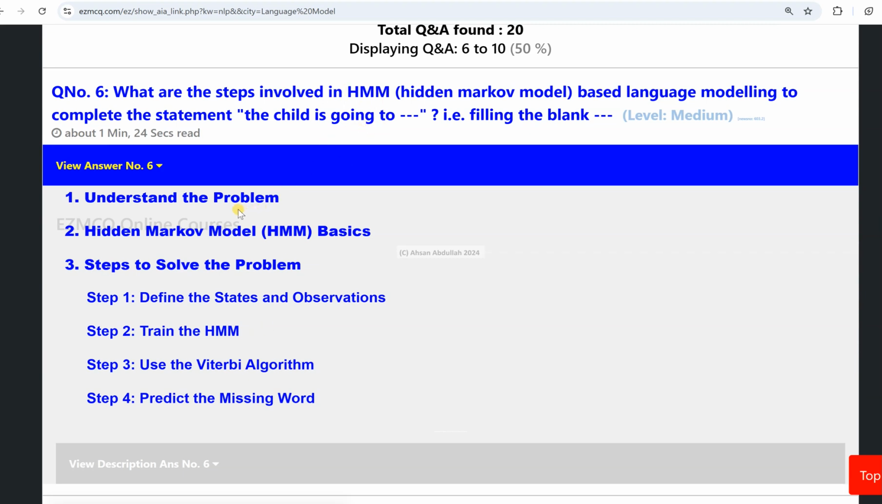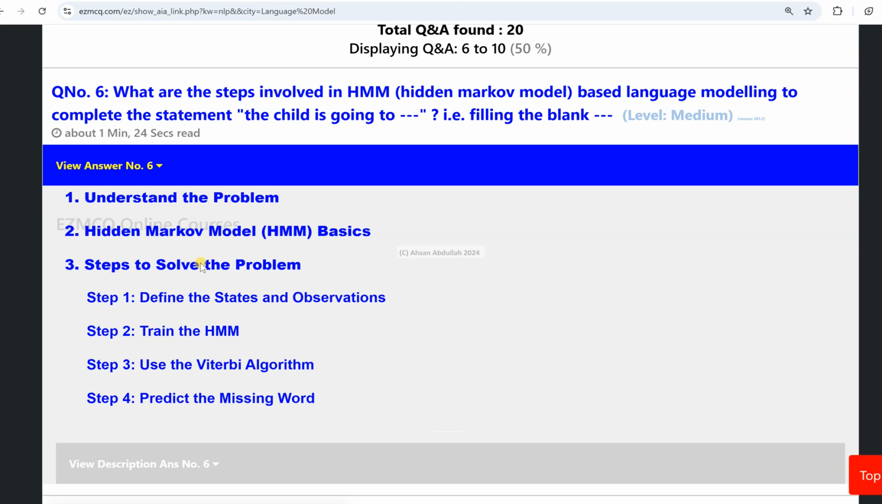So first of all, we need to understand the problem. All right. So once there is an understanding of the problem, then very briefly touch upon the hidden Markov model, the basics of it. What is hidden and what is not hidden. Basically, what is hidden are the tags. The tags are hidden, and what is visible is the words.